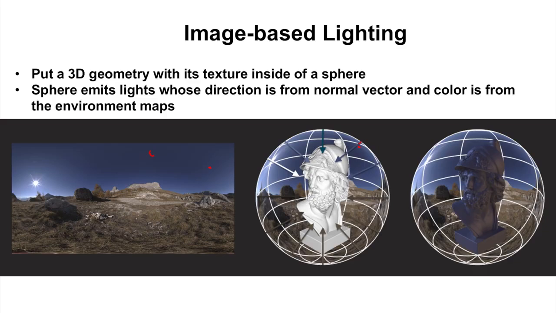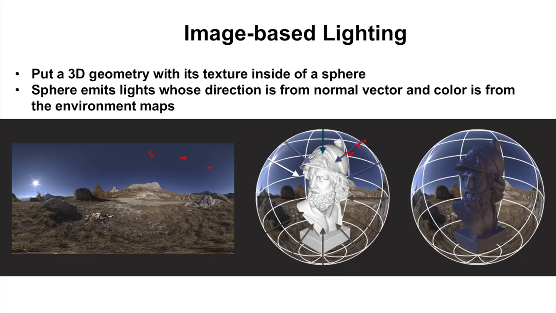Each point on this sphere becomes a light source, so the direction of light is the normal vector of the sphere, and the color of light is from this UV map pixel. Based on the rendering equation we learned, we use the BRDF, the normal vector, and the dot product with the incoming light, and the incoming light is from this one. So this is the typical way for image-based lighting.